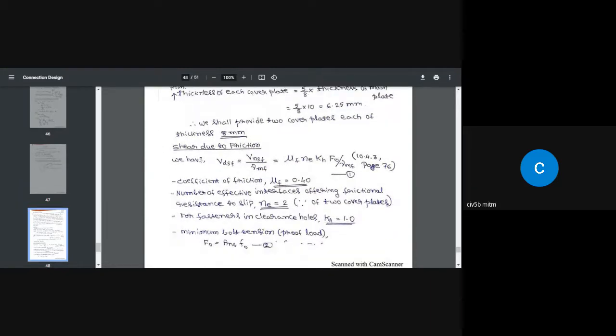Okay. So shear due to friction. Then we'll find out what is the value.